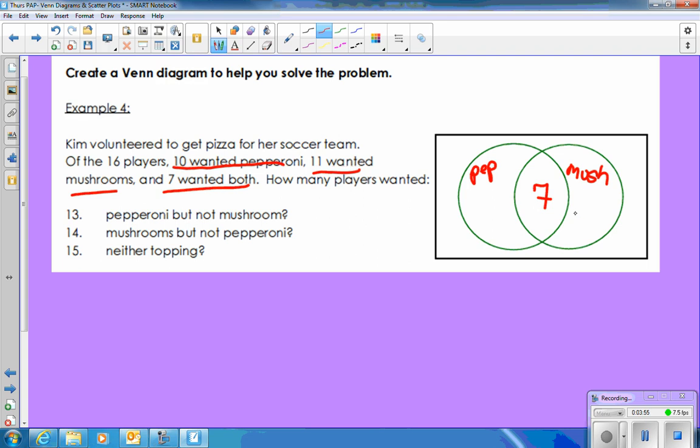So 10 people should be in this circle. There's already 7 here, which means 3 has to be there. 11 wanted mushrooms. So 11 people should be represented in this area. 7 wanted both, so 4 must have only wanted mushrooms. 7 and 4 is the 11. 7 and 3 is the 10. Now that gives us 14. But there's 16 players, which tells us 2 wanted neither. So pepperoni, but not mushroom, 3. Mushrooms, but not pepperoni, 4. Neither topping, 2.